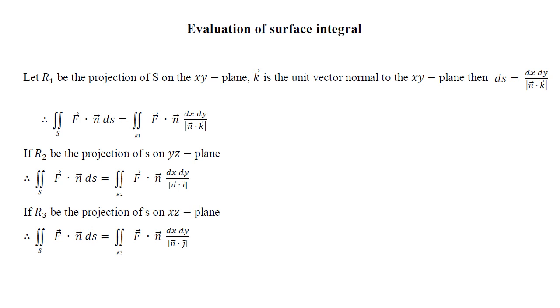Therefore, the double integral of the dot product f vector n vector ds is equal to the double integral over R1 of f vector dot n vector dx dy divided by the magnitude of the dot product of n vector and k vector. There is a similar formula for R2 and R3, where R2 is the projection of S on the YZ plane and R3 is the projection of S on the XZ plane.